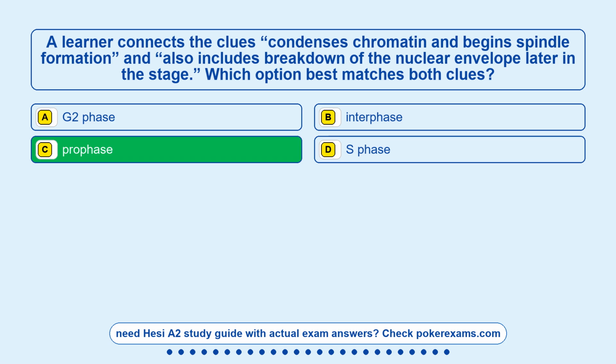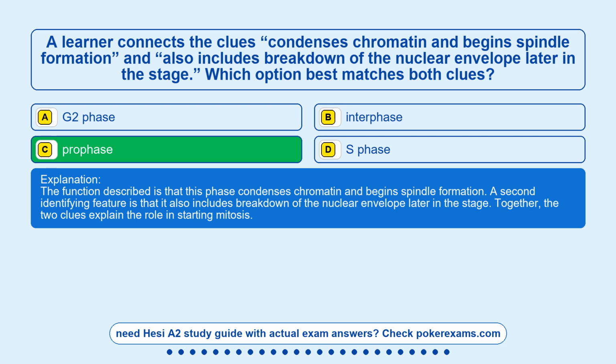The correct answer is option C, prophase. The function described is that this phase condenses chromatin and begins spindle formation. A second identifying feature is that it also includes breakdown of the nuclear envelope later in the stage. Together, the two clues explain the role in starting mitosis.